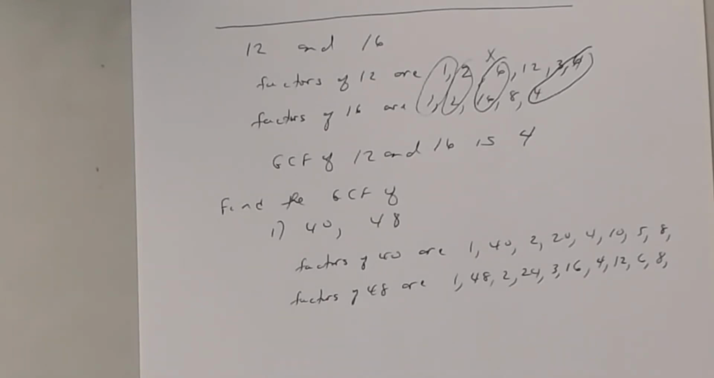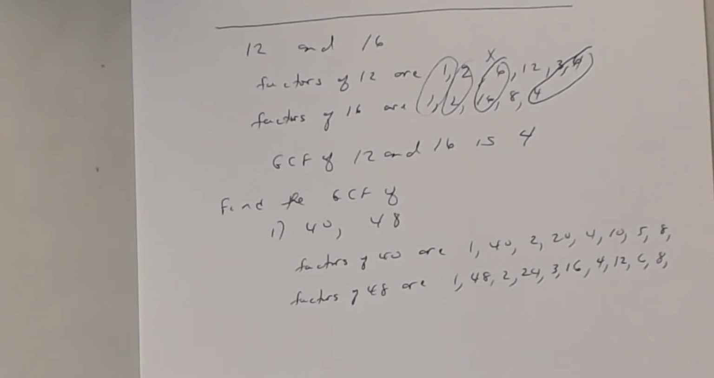8, 9's not, 10's not, 11's not, 12, we already have it listed. 13's not, 14's not, 15's not, 16, we already have it listed, 17, 18, 19, 20, 21, 22, 23, and 24, we have it listed. So that's it. You just go halfway. That's all you got to do.